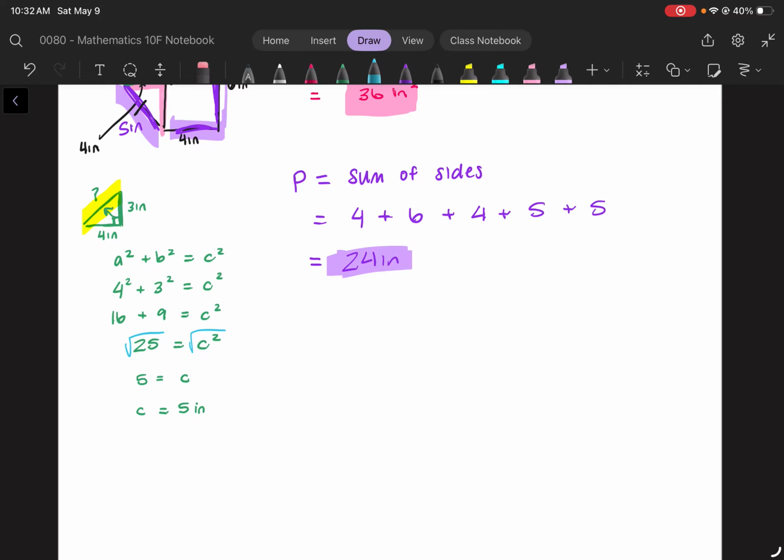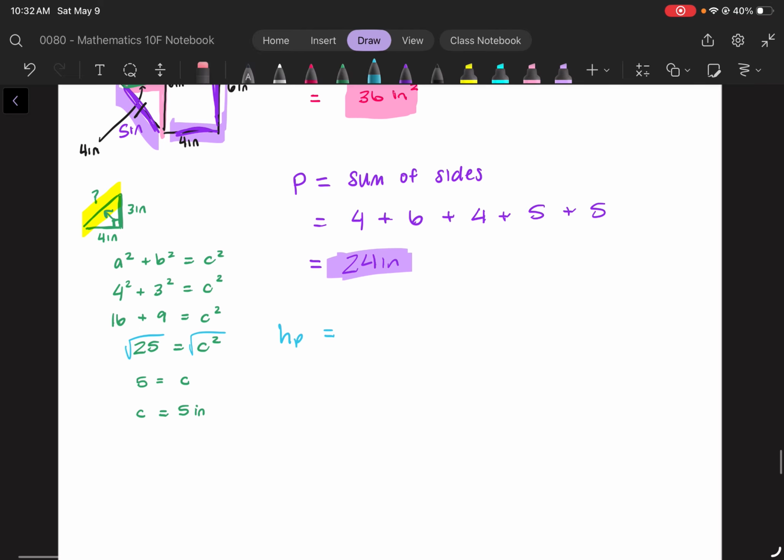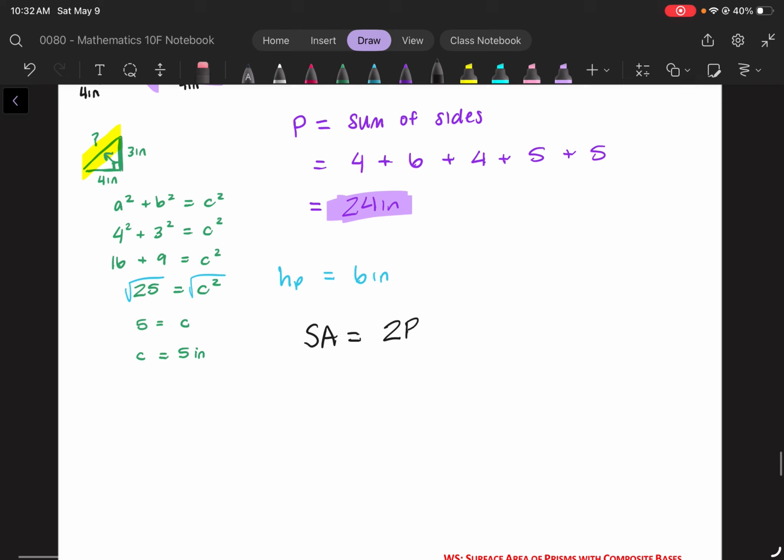Okay, the height of my prism. Well, we've already talked about this at the beginning. The height of my prism is that 6 inches. It's the distance from the first house shape to the back house shape. And then now I am ready to plug everything into my surface area formula. My surface area of a prism is 2 times area of the base plus perimeter times height. And I am simply plugging in those numbers.